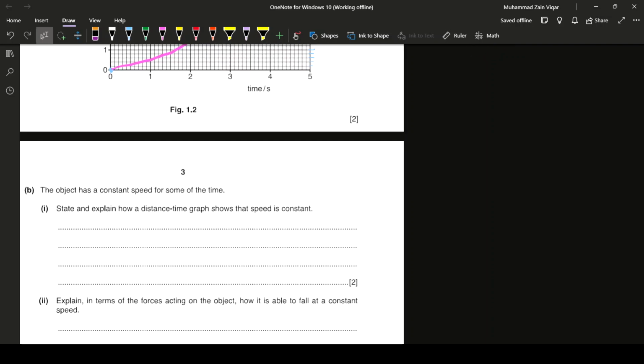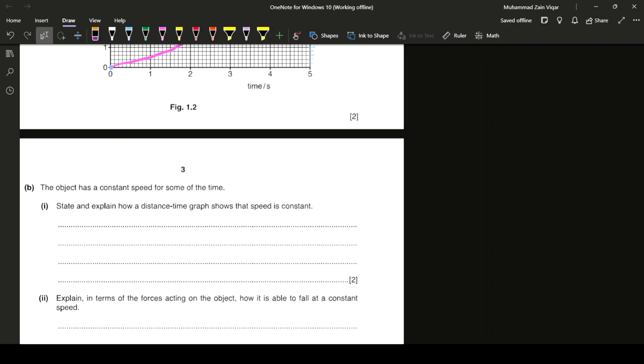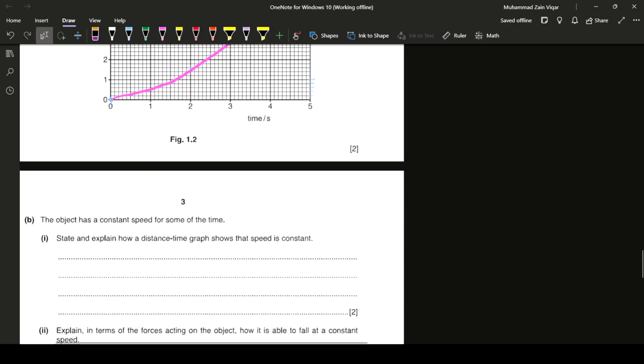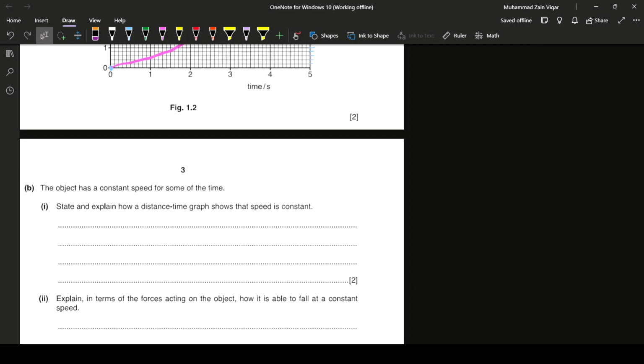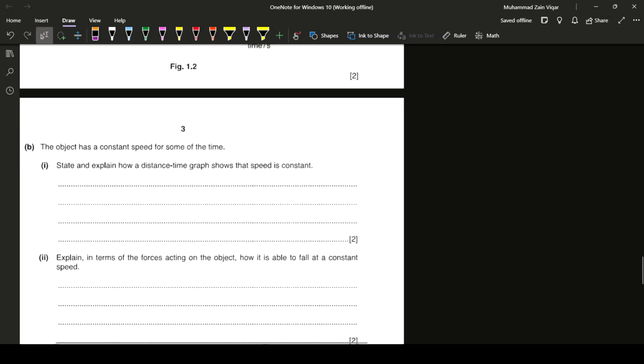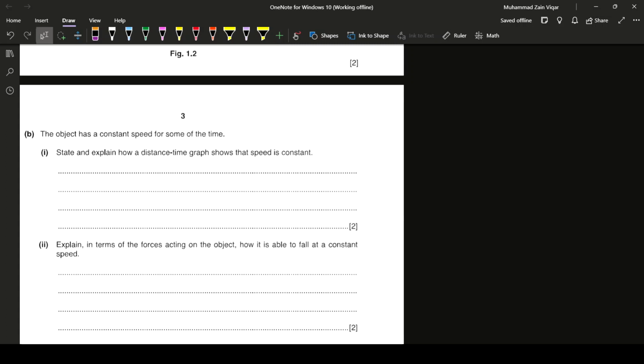Now in the next part they tell us that the object has a constant speed for some of the time. State and explain how a distance time graph shows that speed is constant. How would a distance time graph show that the speed of an object is constant? You don't need to go to the previous graph. They're not asking us how that previous graph shows it, rather how any distance time graph would show me that the speed of an object is constant.